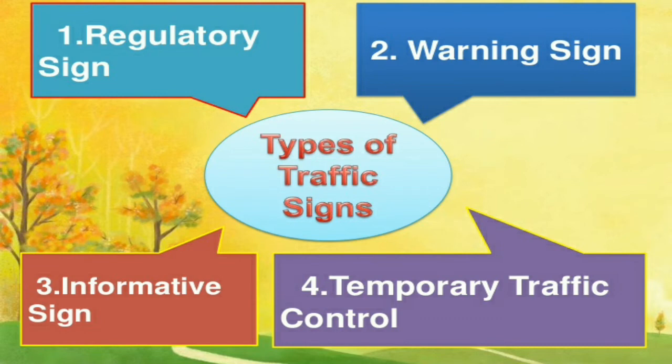So, types of traffic signs. There are four types of traffic signs. First, regulatory signs. Second, warning signs. Number three, informative signs, and number four, temporary traffic control. So these are the four types of traffic signs.